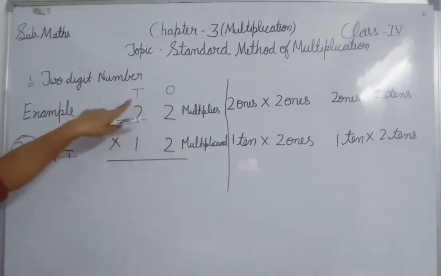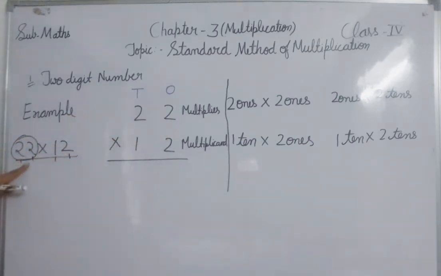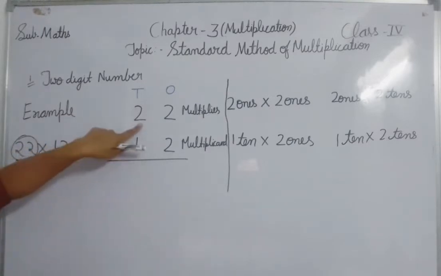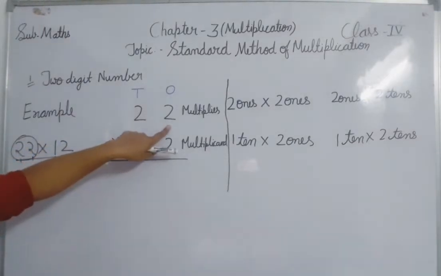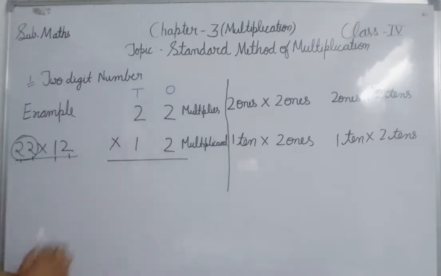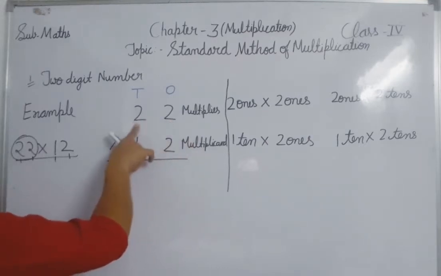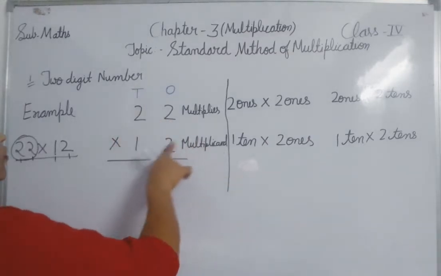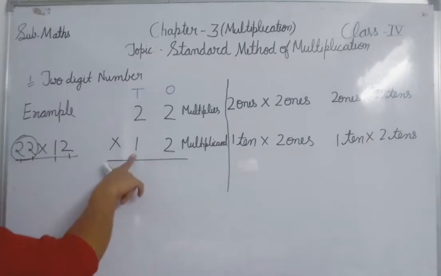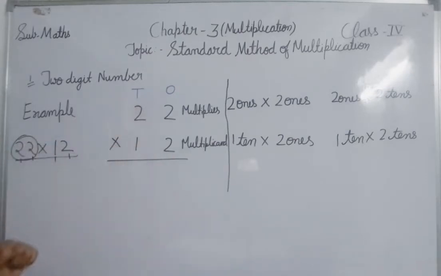So I have mentioned their houses, ones and tens. First we'll write the multiplier, 22, and this is the multiplicand, 12. See here, in 22 we have 2 ones and 2 tens, and in the multiplicand we have 2 ones and 1 ten. So 1 should be in the tens column and 2 in the ones column.